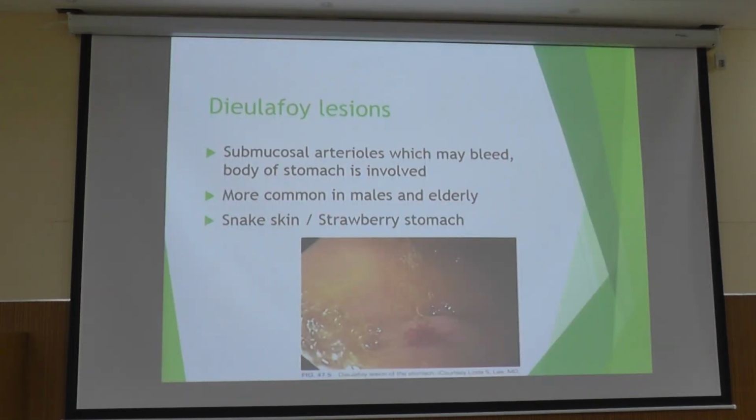Another cause of hematemesis is Dieulafoy lesions. The gastric antral vascular ectasia is venous in origin, and this is arteriolar in origin. Here the submucosal arterioles protrude into the lumen of the stomach or duodenum. Most commonly the body of the stomach is involved. It is seen in males and the elderly, usually in the 6th to 7th decade of life. It also has a characteristic appearance called strawberry stomach or snakeskin stomach.